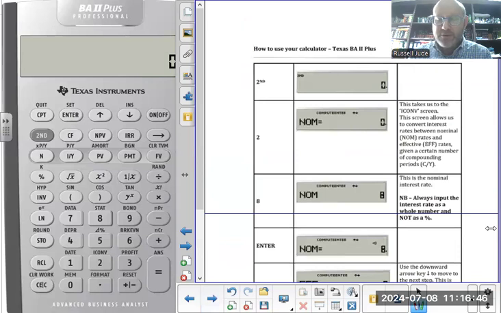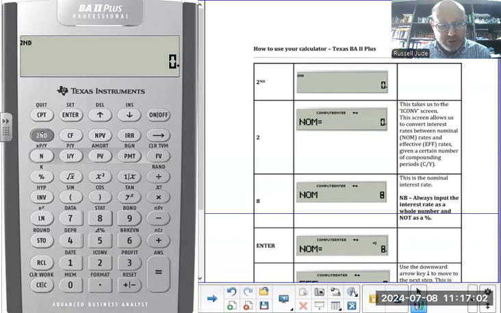First and foremost, I want to move into a functionality where my effective rate is contained called ICONV, interest conversion. So we go second function, and I push the 2 button. What do you notice? Let me just clear all that out. Second function, ICONV. And what you notice when you come over here is it takes you to the thing called NOM. NOM is the nominal rate.